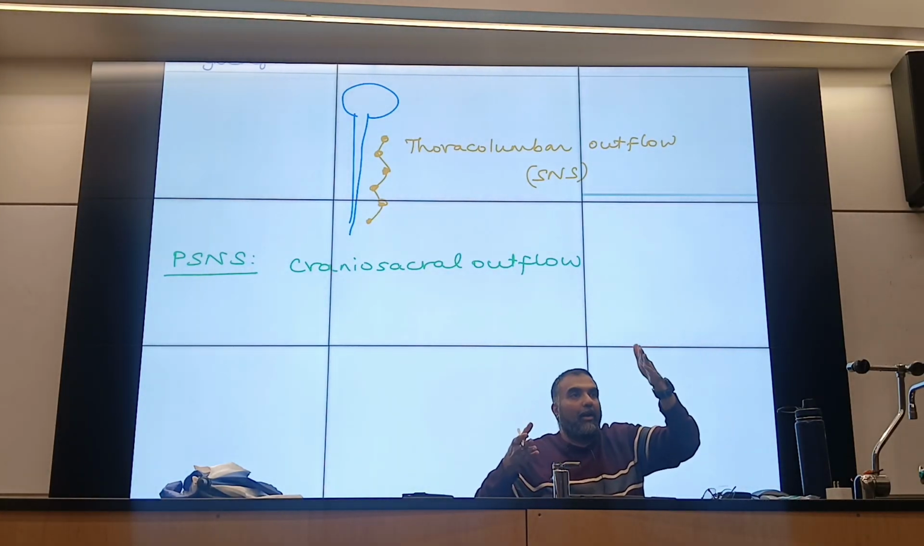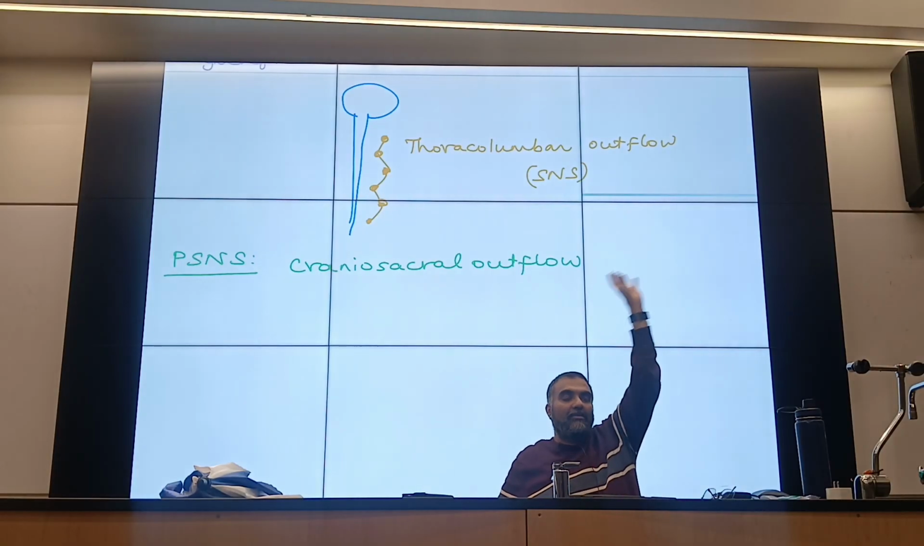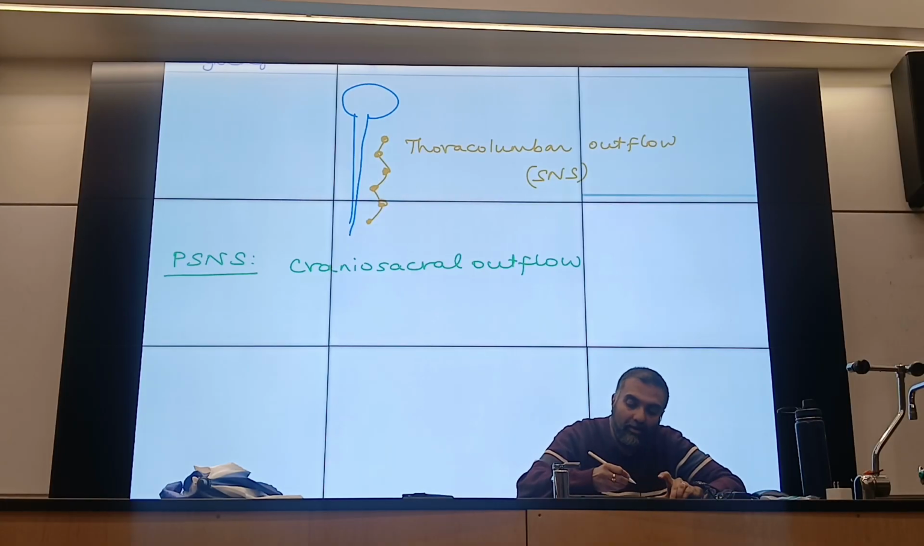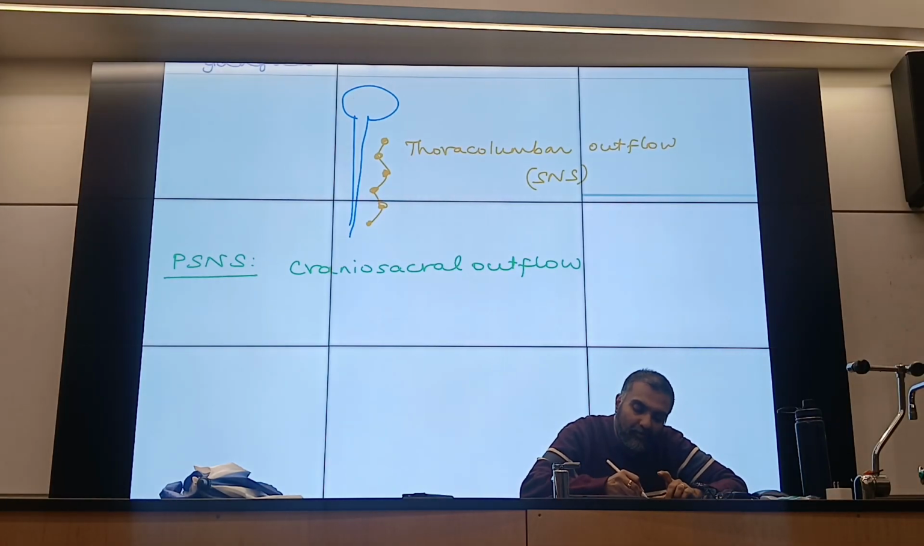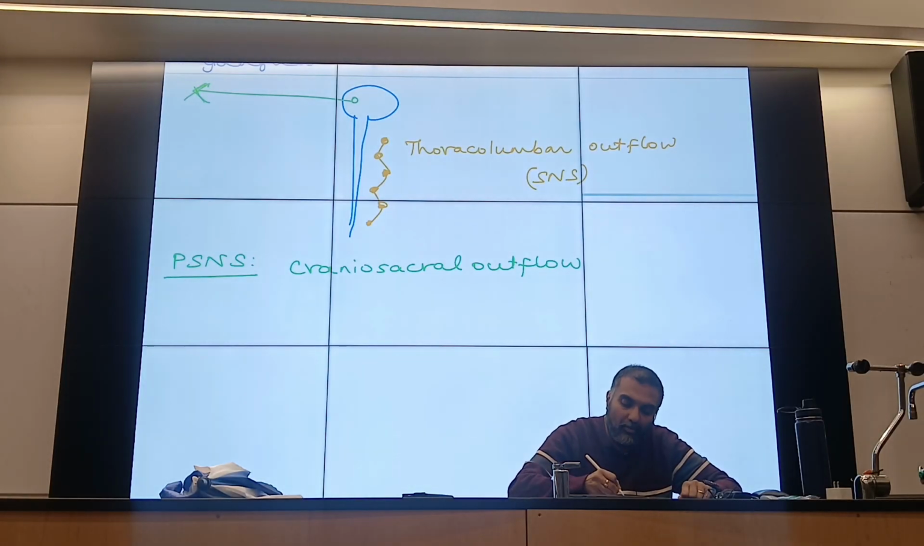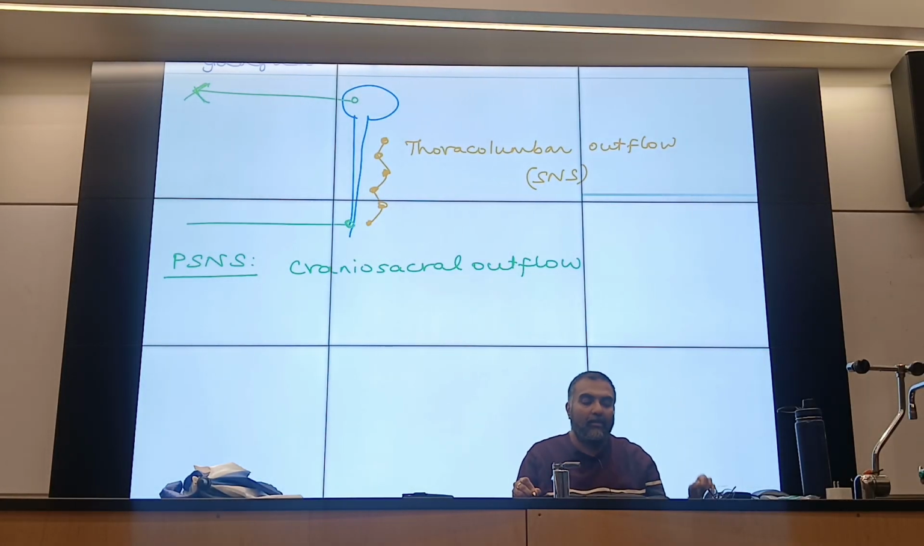One's thoracolumbar, and then one's the other extreme, cranial on the head, sacral, correct? So you've got craniosacral output, that's parasympathetic. Do you see how the ganglia are separated? You don't have a common ganglion for both, because that could be super confusing. Are we clear? Which is why you don't have spatial summation.